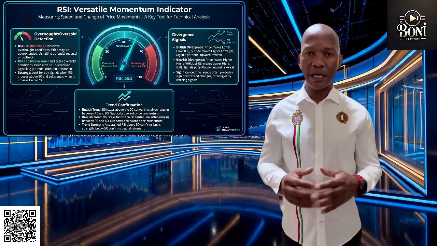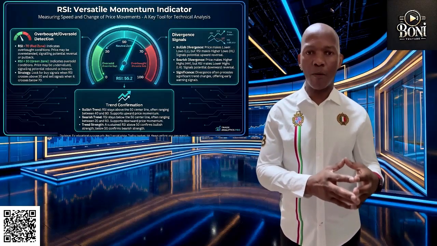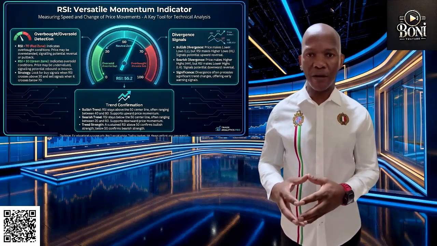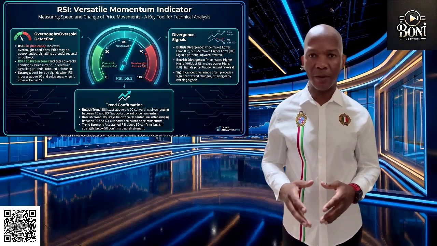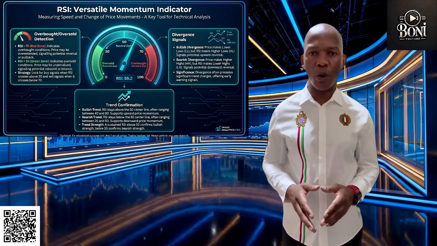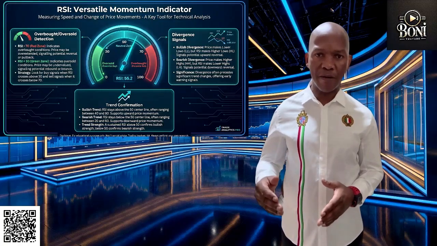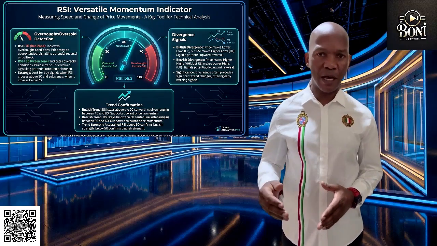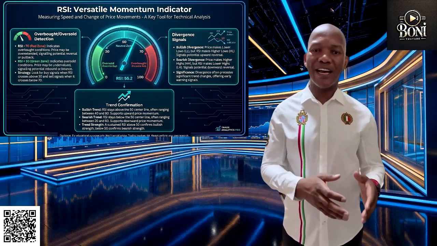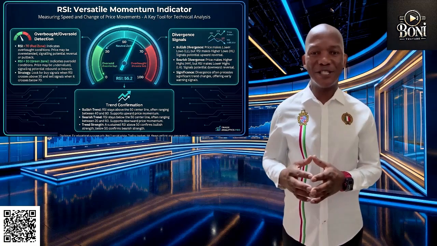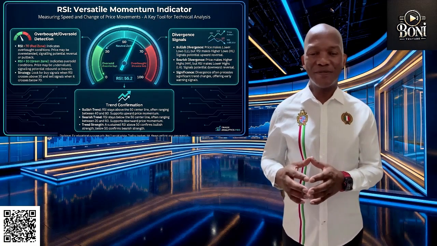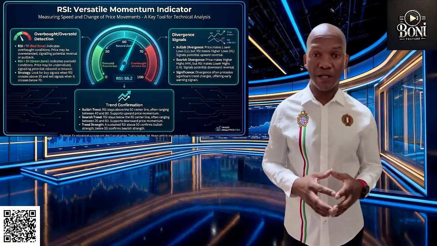In summary, the Relative Strength Index is a versatile momentum indicator that can provide valuable insights into market dynamics. It helps to identify overbought and oversold conditions, spot potential trend reversals through divergence, and confirm the strength of a trend. By understanding how to use the RSI in different market conditions and in combination with other tools, you can significantly enhance your trading strategy.